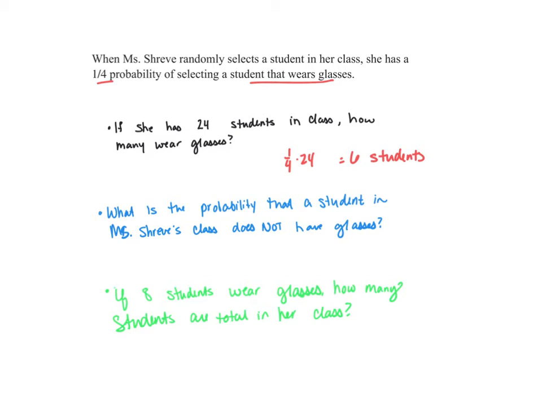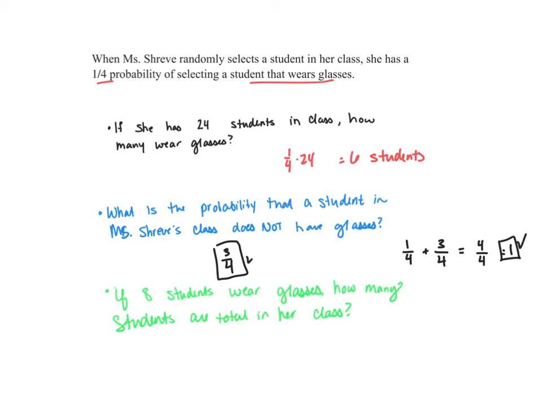Second question, what is the probability that a student in the class does not have glasses? Well, if 1/4 does have glasses, that means that 3/4 do not have glasses, because all of my events have to add up to 1, and I know that it's either wearing glasses or not wearing glasses. That would have to make up the whole population. So that makes 4/4, which is 1. That's how I can check.